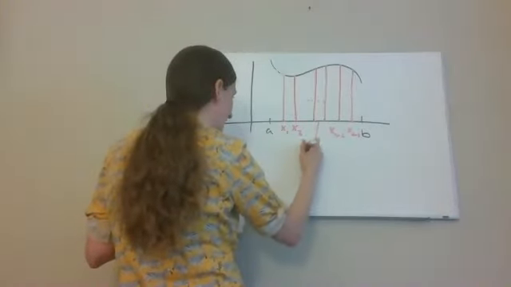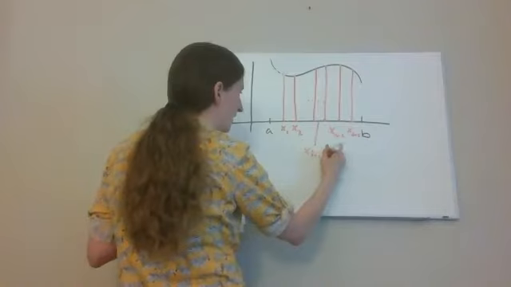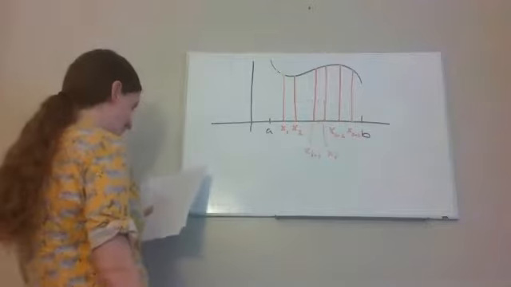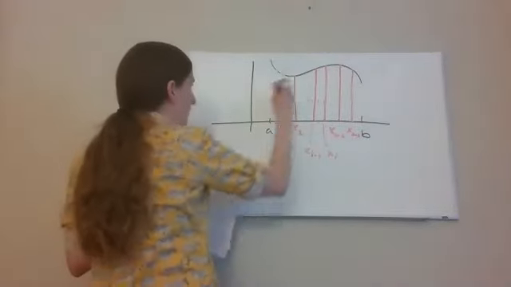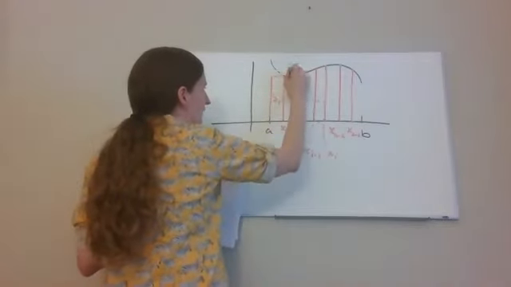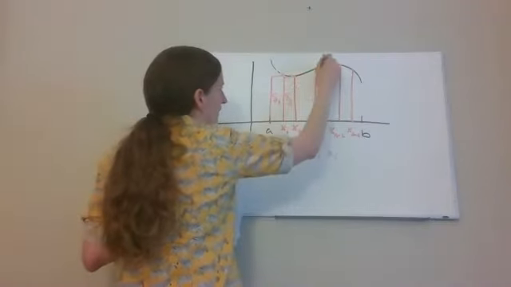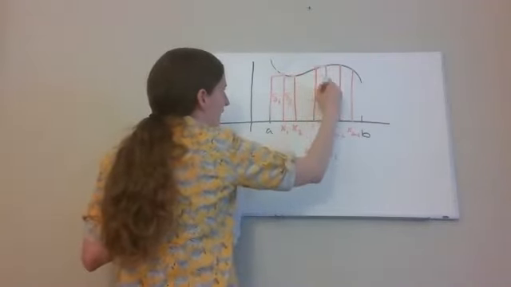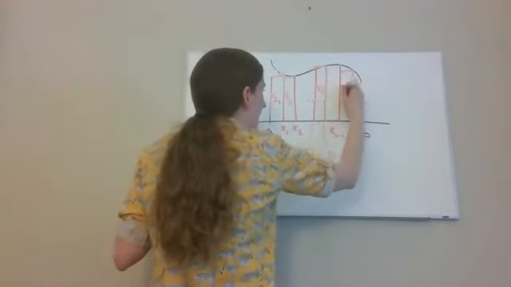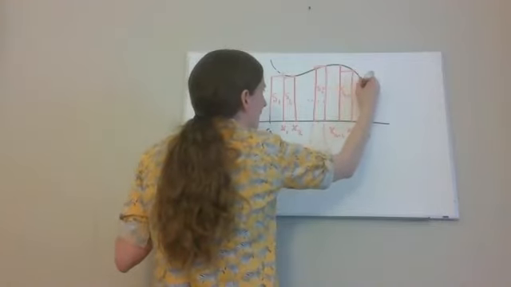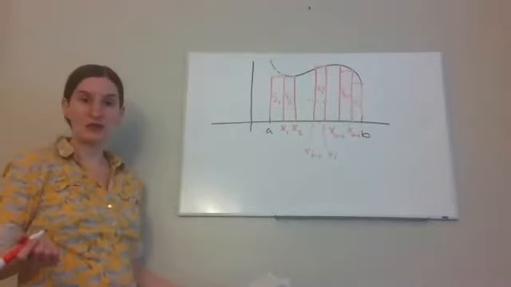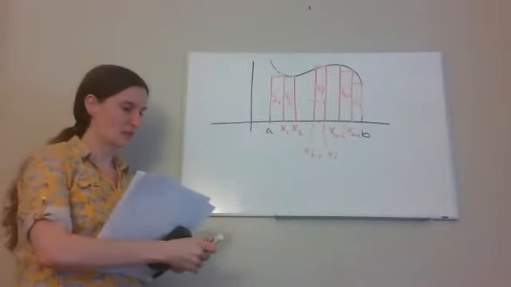This strip here has endpoints xi minus 1 and xi. So I'm just dividing into a bunch of different strips. I'm going to call this first strip that I turn into a rectangle S1. Then I have S2. This guy here is going to be Si. This rectangle is Sn minus 1. And my very last rectangle would be Sn. So I'm dividing it into n strips to make n different rectangles.